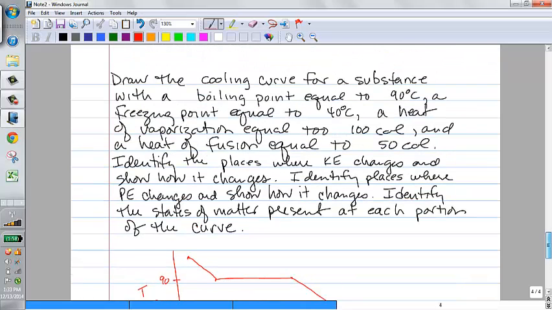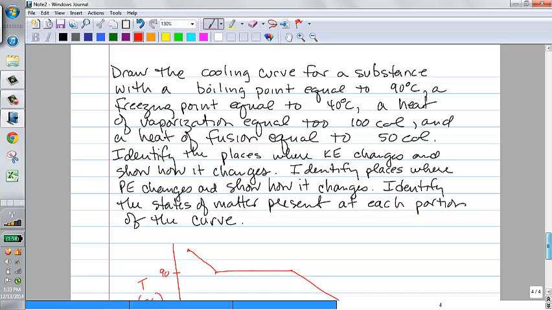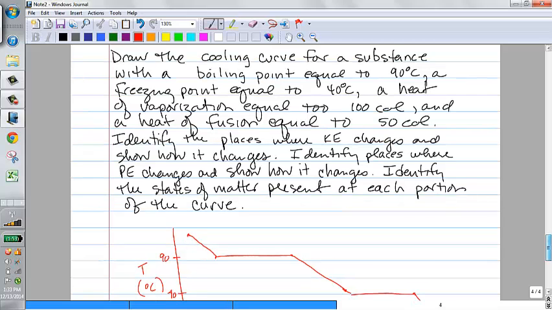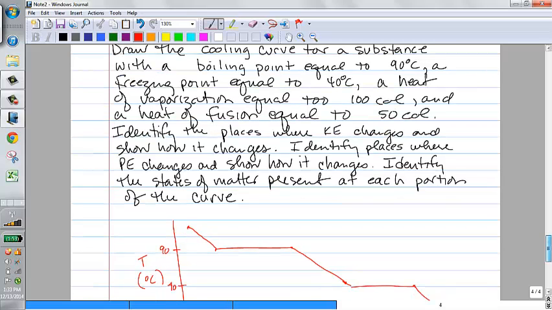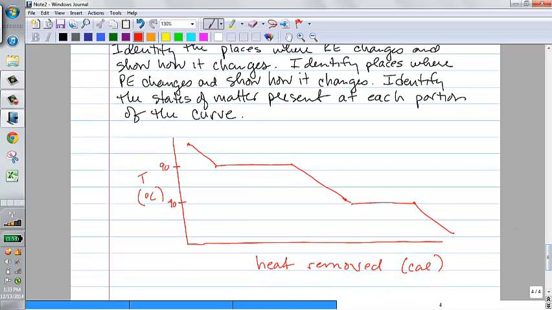And let's see. The heat of vaporization is 100 and the heat of fusion is 50. So I guess I should have made this one shorter by half, right? So this has to be 50 calories and this has to be 100 calories.